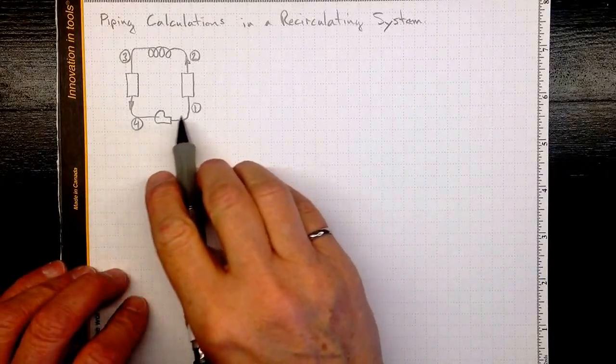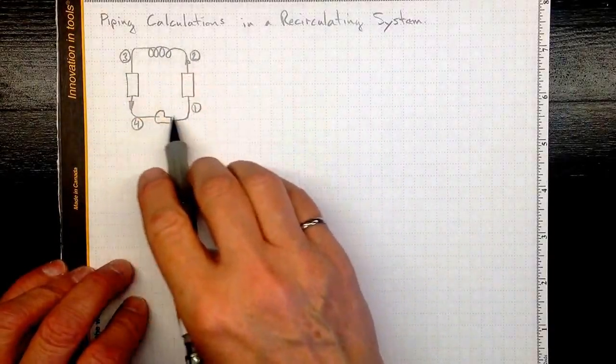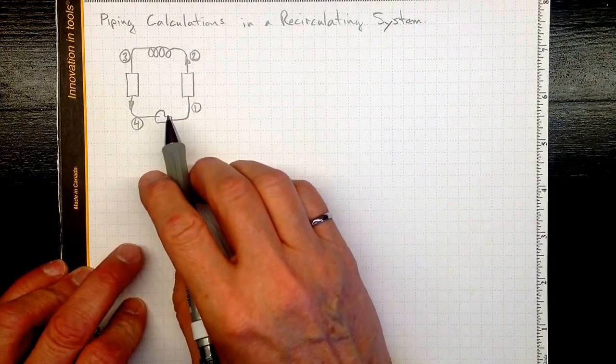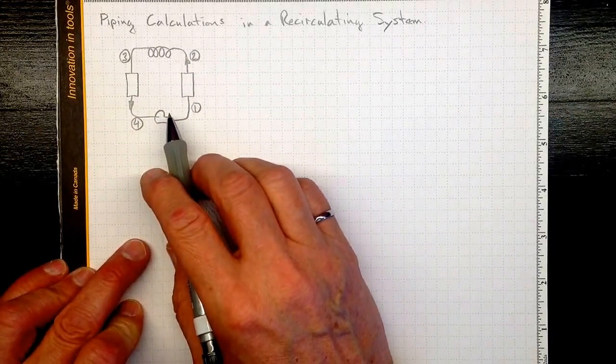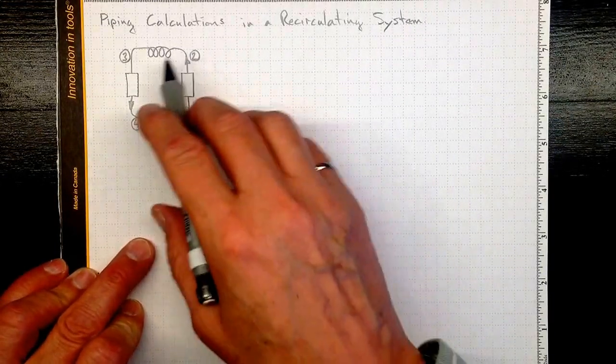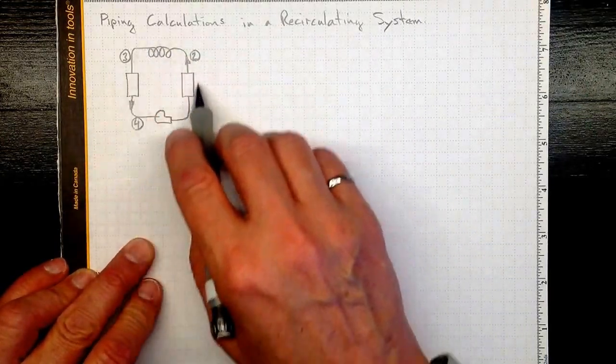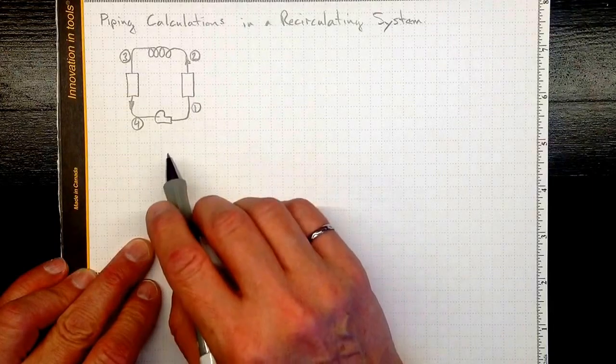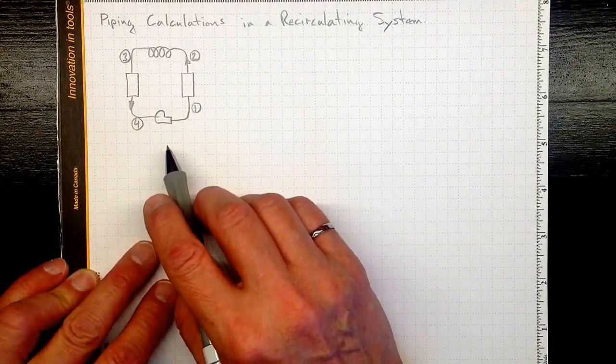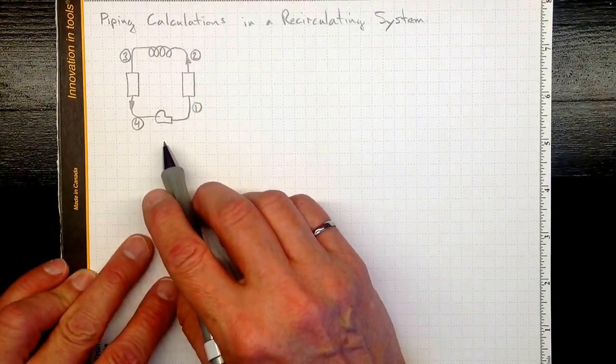If we have a liquid circulating in a recirculating system like this, possibly in a building heating system or some kind of process cooling system where the water or other fluid goes around and around in a circle, then our piping calculations actually get a little bit easier.